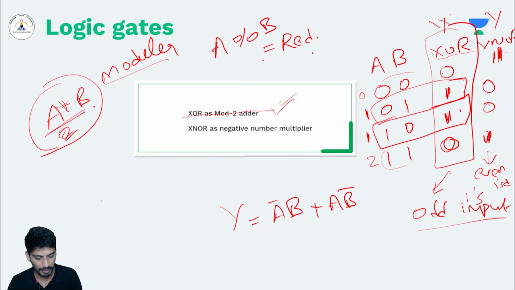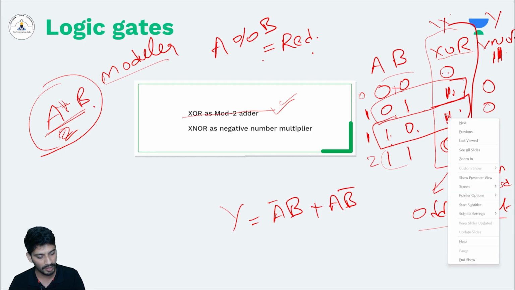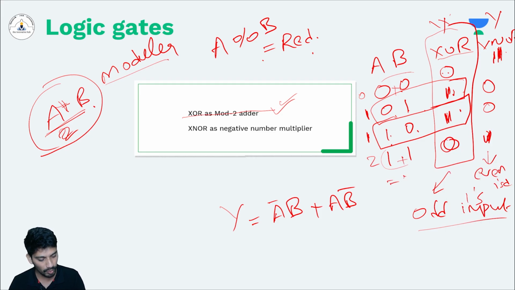If you do that, A plus B, here 0 plus 0 divided by 2 is 0 and 0 plus 1 divided by 2, the remainder is 1. 1 plus 0 divided by 2, the remainder will be 1, and 1 plus 1 will be 2 and divided by 2 has the remainder of 0. So you can use XOR as a modulo 2 adder.